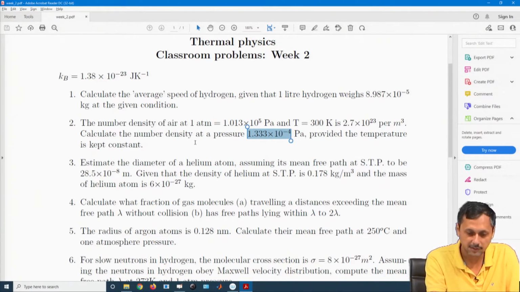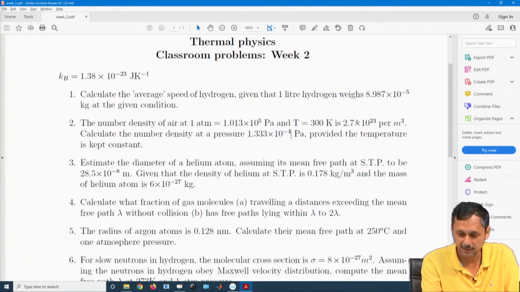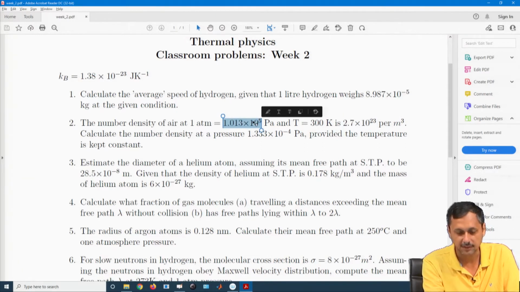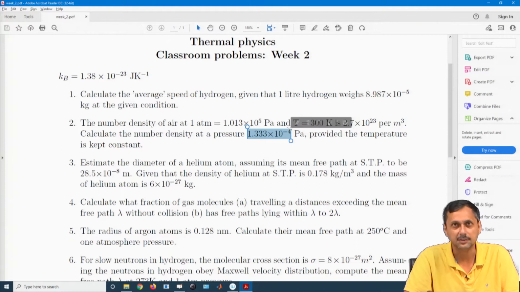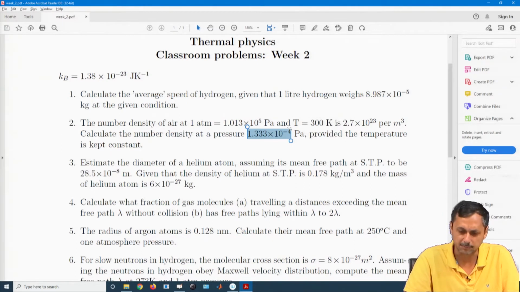So, what is given here? We have the number density at a given temperature and pressure, right. So, this is the pressure that is given. Once again, this is the atmospheric pressure, and we have to compute the number density at another lower pressure, which is almost 9 orders of magnitude lower as compared to the given pressure.